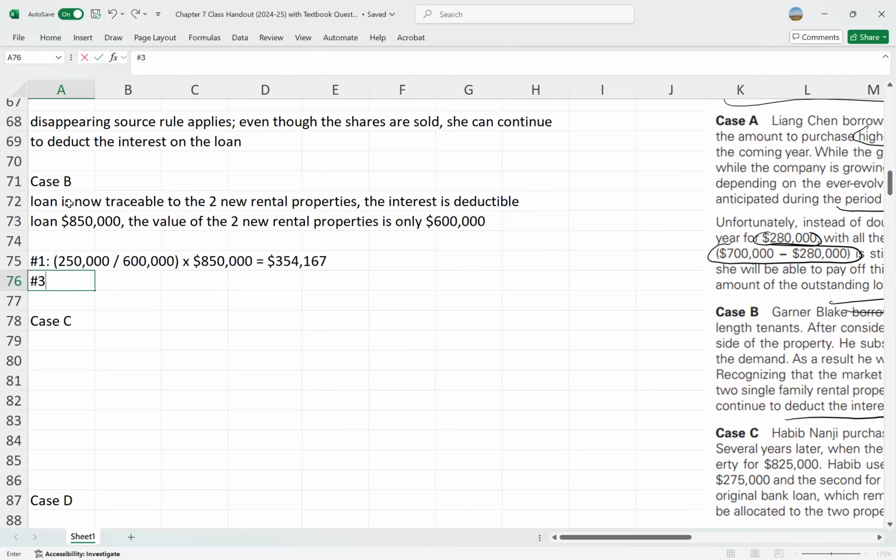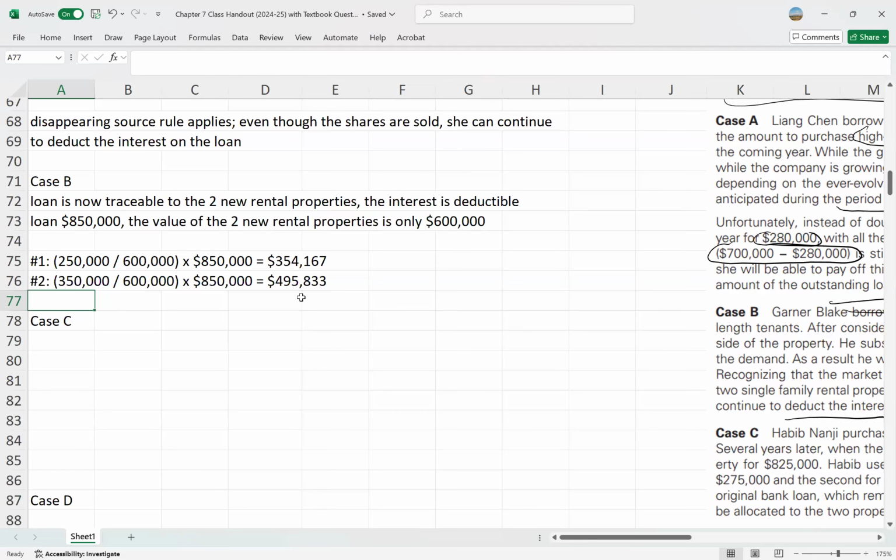And then for rental property number two, it was worth 350. The total of both was 600. And so he could use this portion of the $850,000 loan to allocate the interest to rental property number two. So once again, yes, the loan is traceable to the new rental properties. So yes, he is able to still continue deducting the interest.